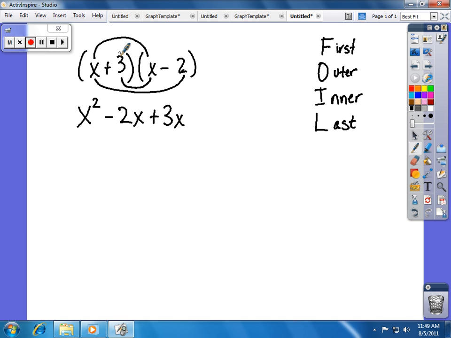And then last are the two last terms in each set of parentheses. So we've got 3 times negative 2, which gives us a negative 6. Okay, and then we can combine our like terms in the middle together here. So this would give us x squared plus x minus 6.